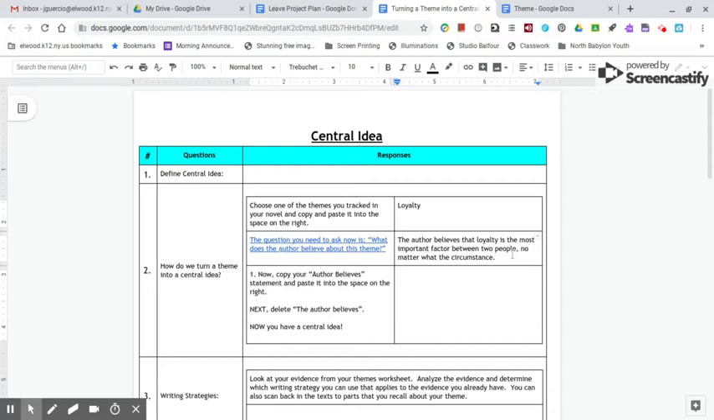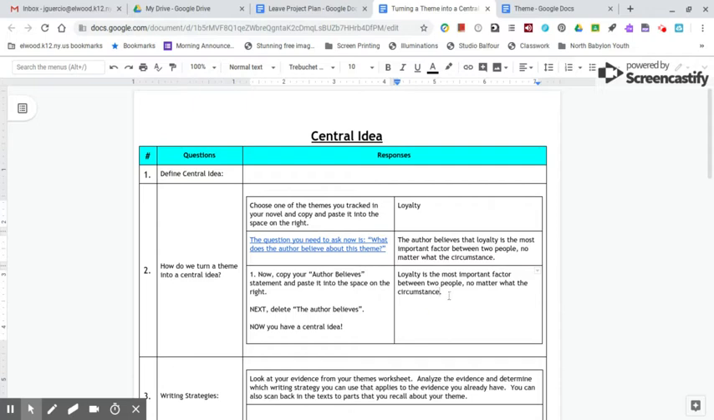The last part is now you're going to copy and paste your statement. Okay, so Control C, Control V. That's number 1, copy and paste your statement. Next, delete the author believes that. I'm going to delete the author believes that, and now I have loyalty. And now when I read this, it says loyalty is the most important factor between two people, no matter what the circumstance.